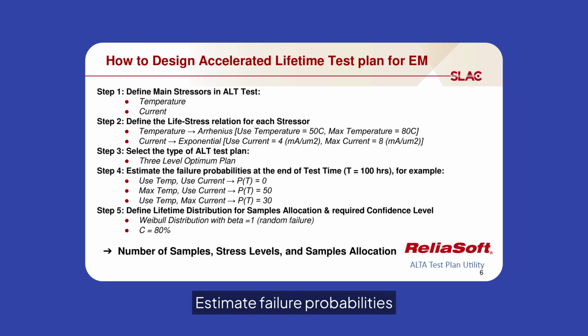Step 4. Estimate failure probabilities at the end of test time. Using the stress levels, we estimate the probability of failure after 100 test hours. At use conditions, we set the probability to 0. At each maximum stress level, while keeping the other stressor at use condition, we set the probability to 50%. Step 5.